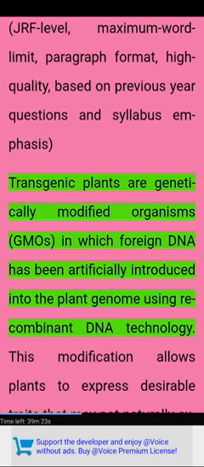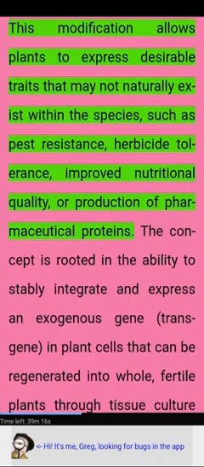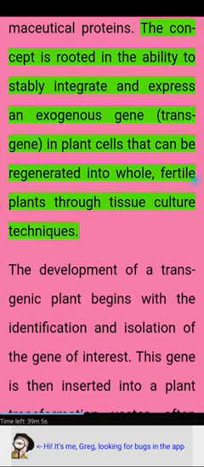Transgenic plants are genetically modified organisms, GMOs, in which foreign DNA has been artificially introduced into the plant genome using recombinant DNA technology. This modification allows plants to express desirable traits that may not naturally exist within the species, such as pest resistance, herbicide tolerance, improved nutritional quality, or production of pharmaceutical proteins. The concept is rooted in the ability to stably integrate and express an exogenous gene, the transgene, in plant cells that can be regenerated into whole, fertile plants through tissue culture techniques.